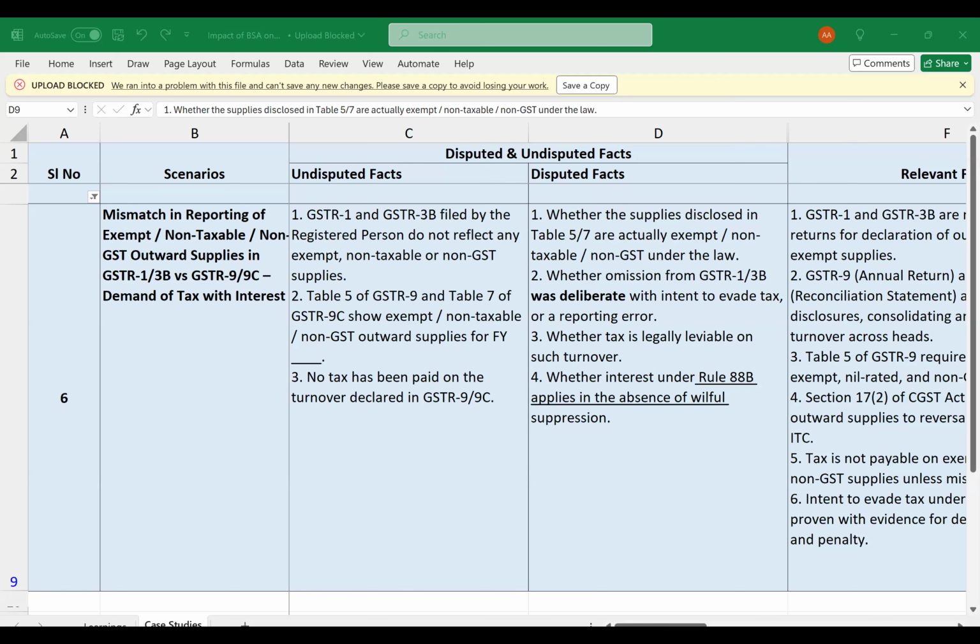Wherein this was distinguished and said that in GST, if someone is saying you're not eligible, it's for them to dispute. And then this contrast was drawn, saying in GST there is no burden to prove the eligibility of exemption, which was present in the erstwhile law. So I thought I'll just bring out this point.